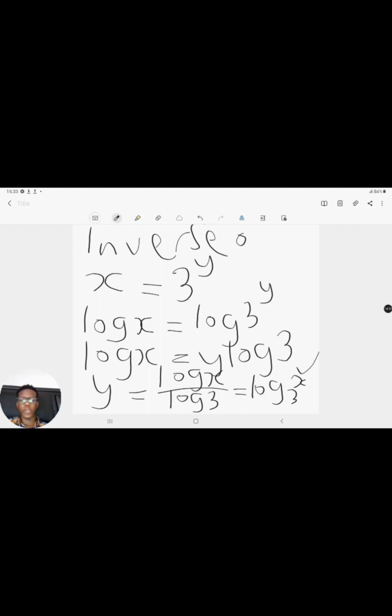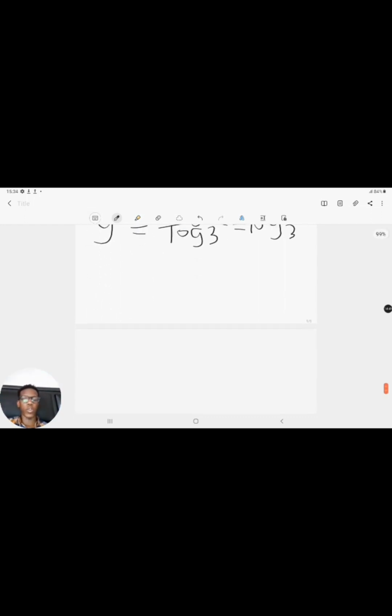So that's all you do. Basically, for you to find the inverse of an equation, you just interchange the variables, the x and the y. Where you have an x, you put in a y. Where you have a y, you put in an x, and then you make y the subject of the formula. Okay, and I will prepare a separate video where I'm explaining laws of logarithms.